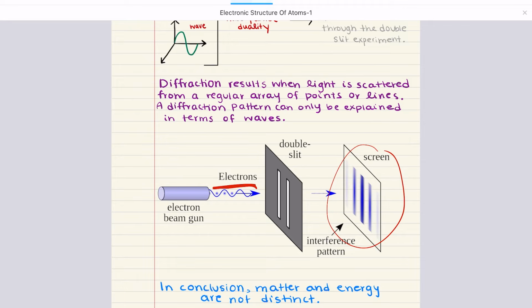And so, the key takeaway from this experiment and the other two is that subatomic particles like electrons exhibit both wave-like and particle-like properties depending on the conditions in which they are observed.